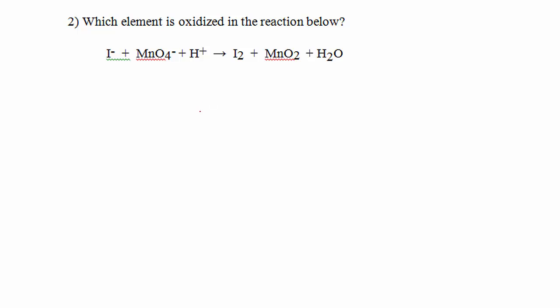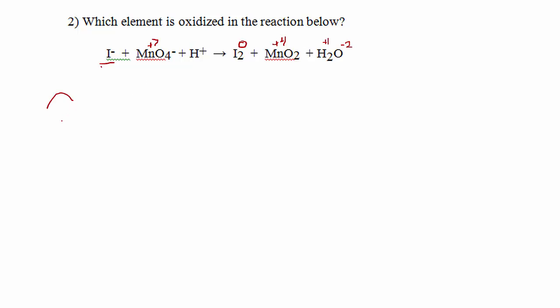2. Which element is oxidized in the reaction below? So in order to do this, you got to look at the charge for everything. Iodine's already given to you as -1. Again, we have to figure out Mn's charge, which would be +7. Hydrogen is plus, I give it to you. I2, the charge of iodine there is 0. Here, Mn's got to be +4. And hydrogen's +1, and the oxygen's -2.